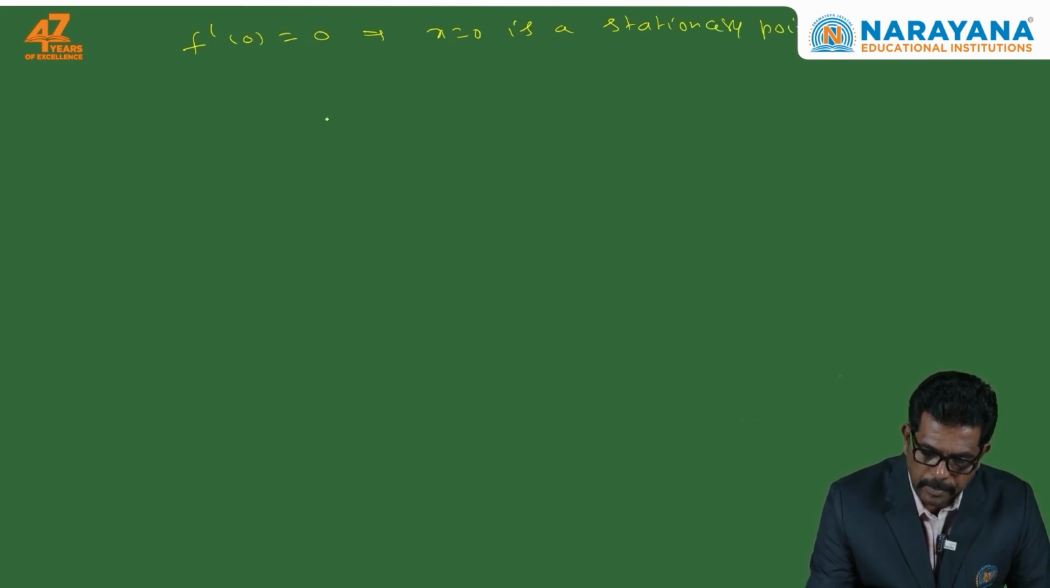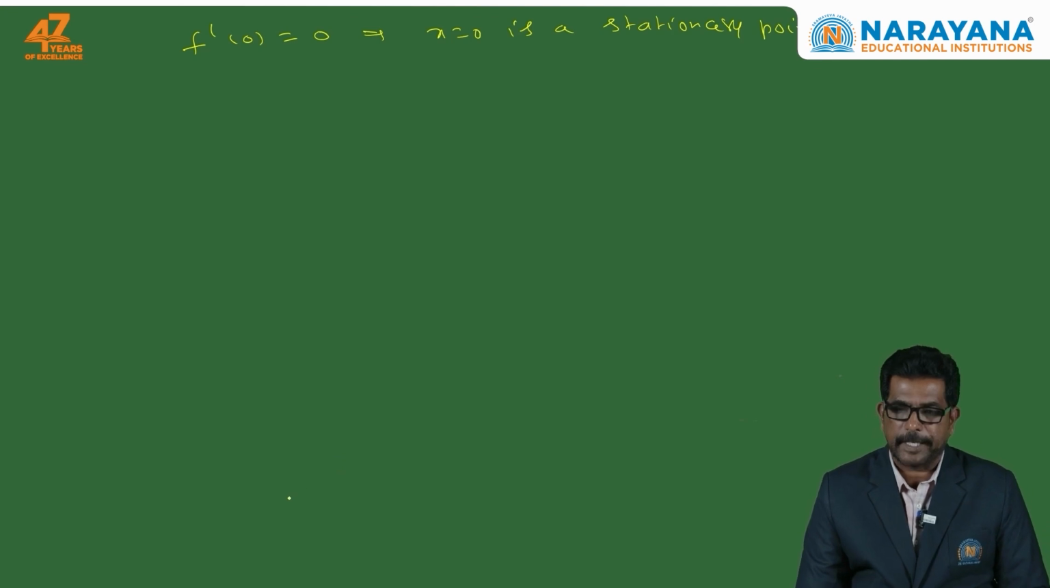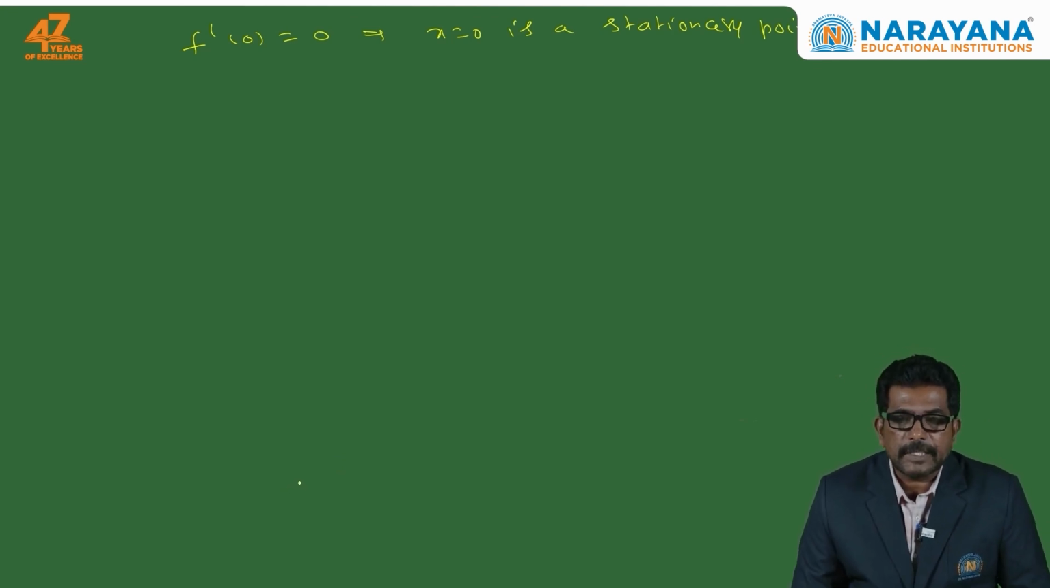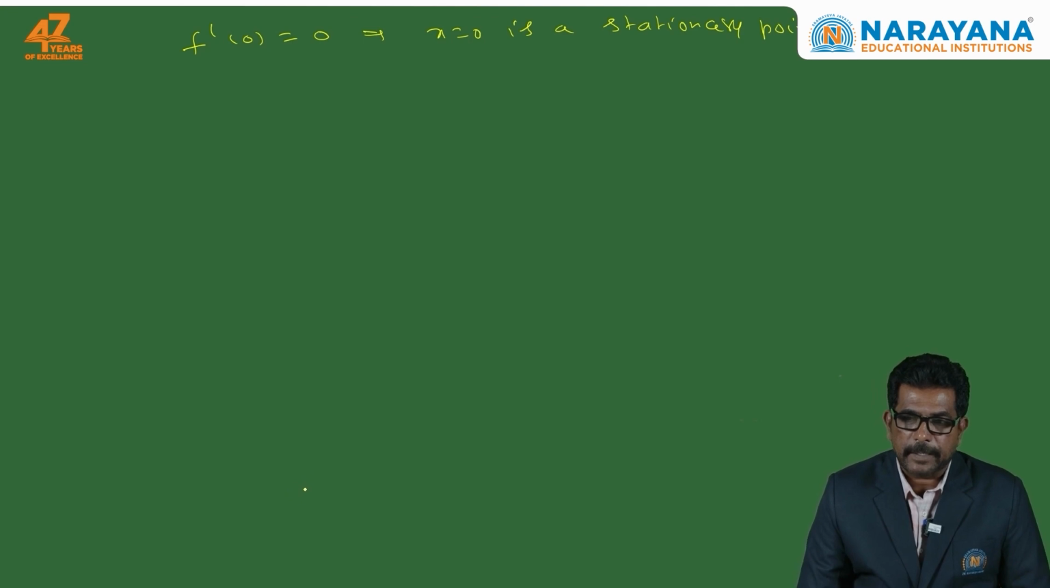Stationary point. So x is equal to 0 is a stationary point. Every stationary point is also a critical point. Now we are going to check at x is equal to pi and at x is equal to minus pi, whether the function is differentiable or not.